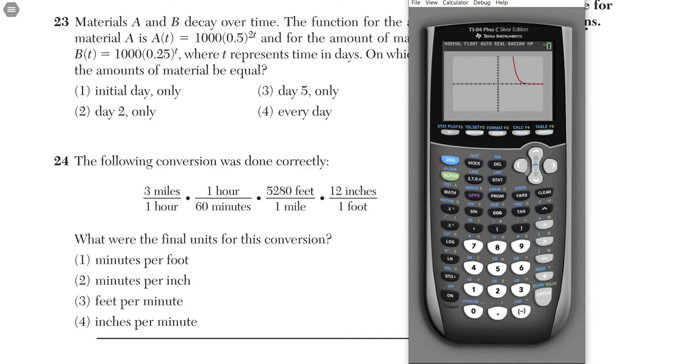So now it's easier to see with the color, but as you can see, they overlapped each other. Right? One went over the other. It's even clearer if you look at the table. You can see that y1 and y2 are the same throughout. So it looks like there's no specific day that they're equal. They're always equal, which is choice 4.